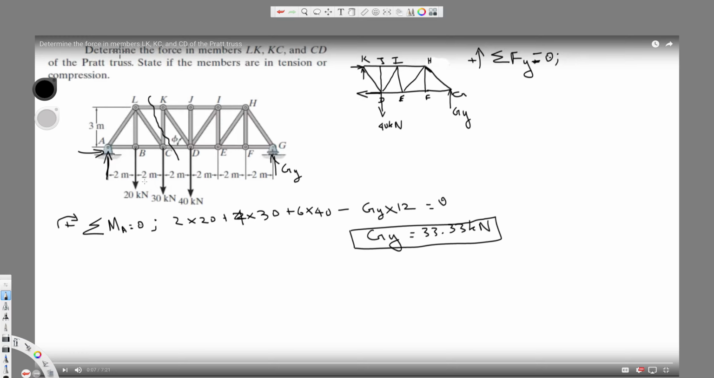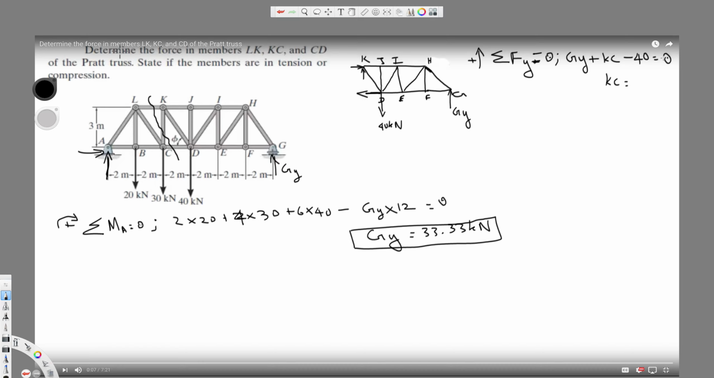GY is positive because it's upper direction, and this one acting upside is KC, so it's positive KC. And what else do we have? We have 40 kilonewton acting downside, minus 40, equal to 0. So these are the vertical forces we have right here. I have found that GY is 33.33.